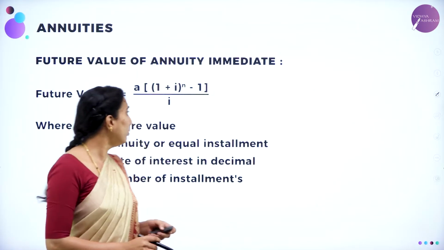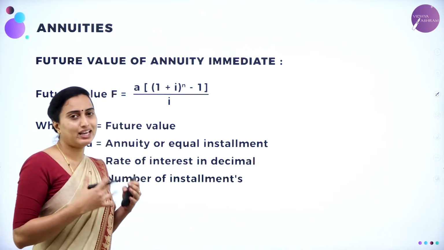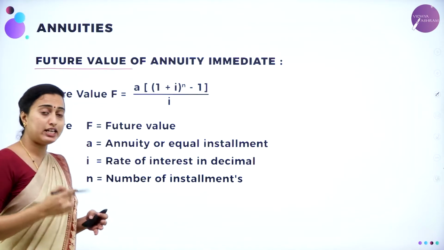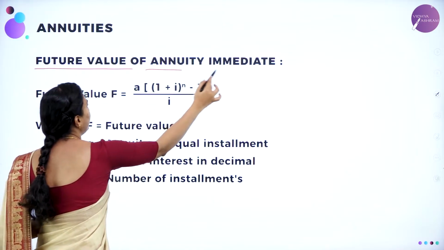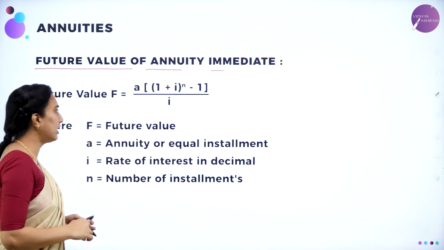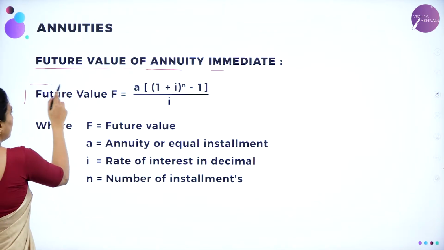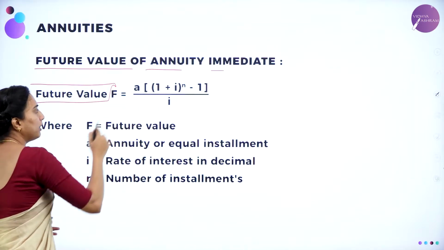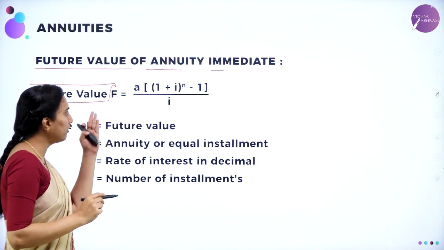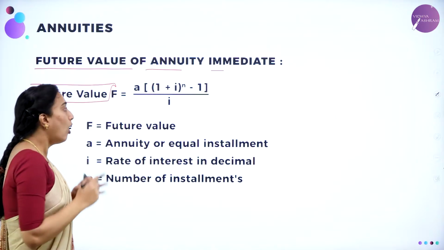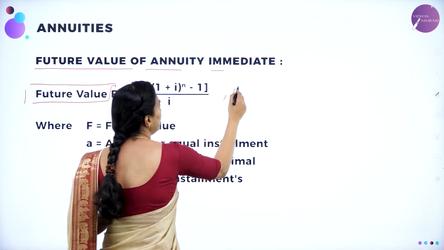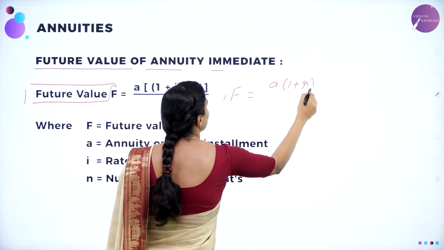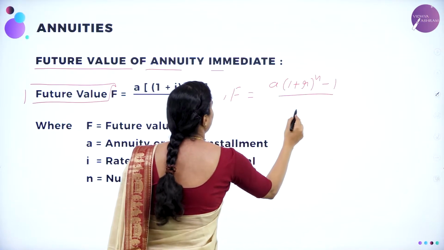Now we'll move on to how we can calculate the future value of the annuity immediate. The formula goes like this, dears. The future value F is given by F = A into ((1 + i)^n minus 1) divided by i. Or you can write it as F = A into ((1 + r)^n minus 1) divided by r.